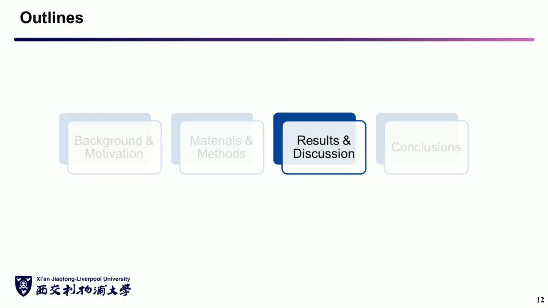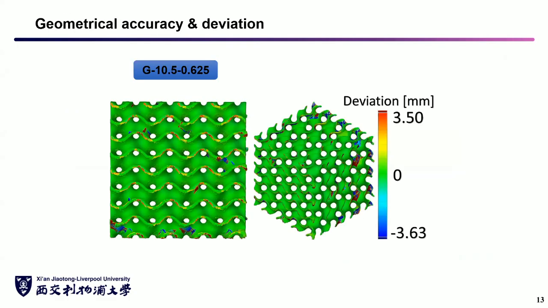So let's talk about the results and discussion. First, we had some analysis of the geometrical accuracy and deviations. For example, for these lattices, as we can see from the figure here, the green part stands for almost no deviations, and the red parts and also the blue parts stand for the deviations.